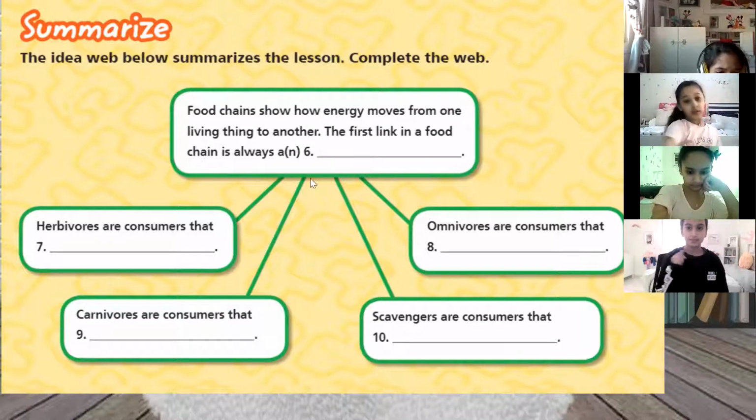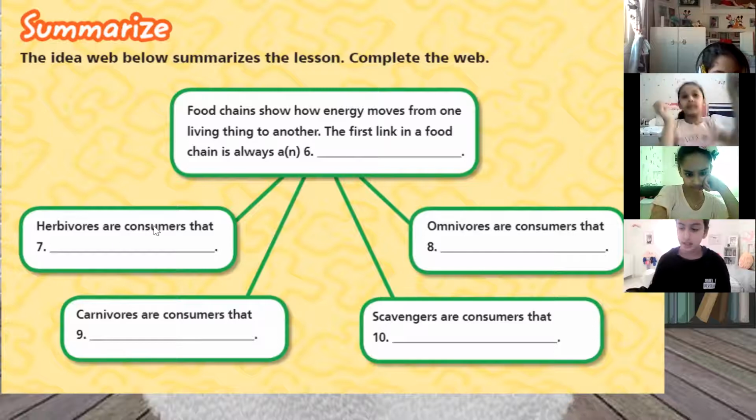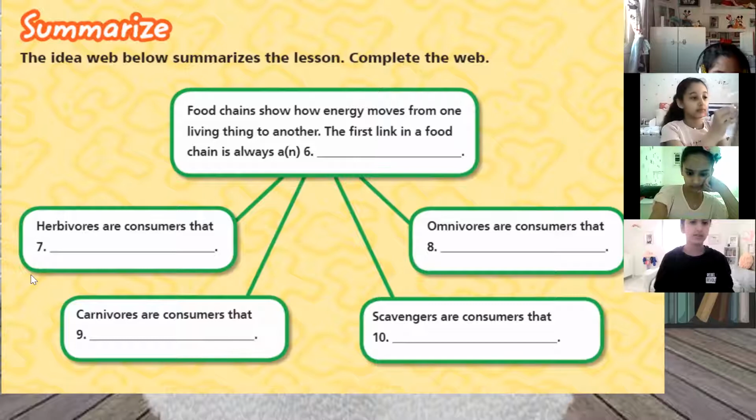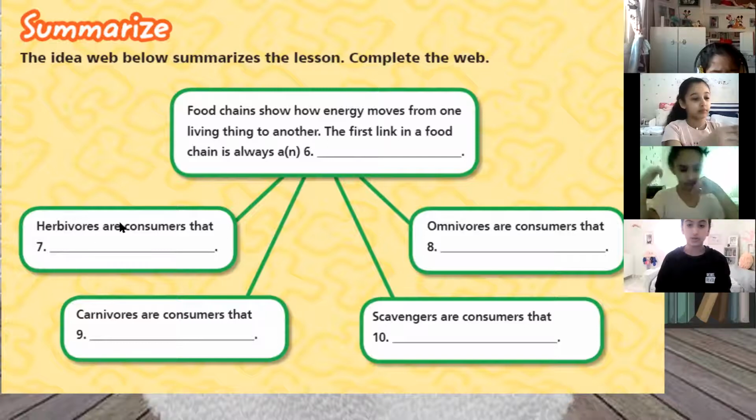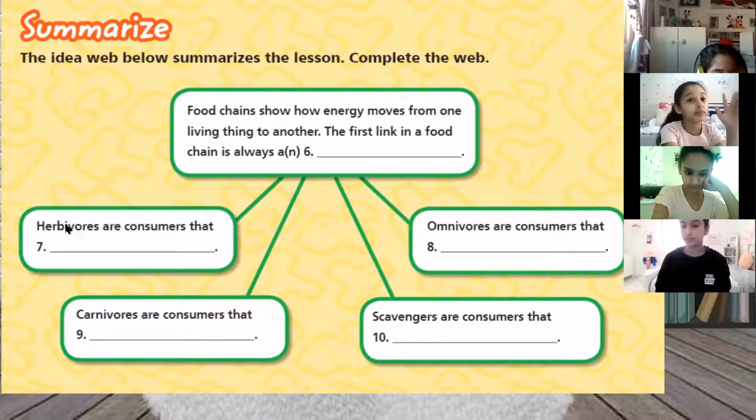So number 6 is what, girls? The first link in a food chain is always a producer. Excellent, a producer. Number 7, herbivores are consumers that eat what? Herbivores eat only plants. Excellent. Plants.